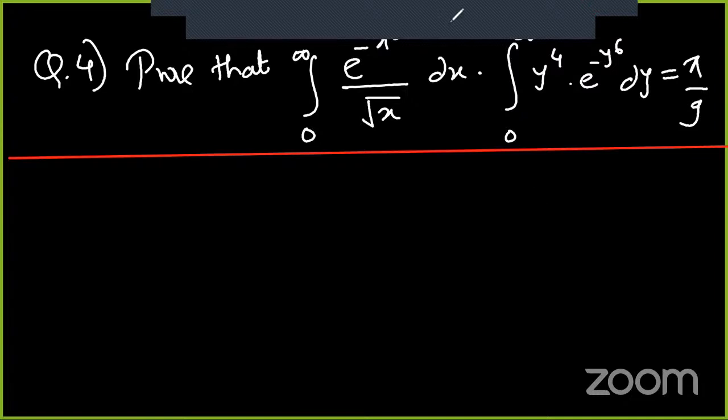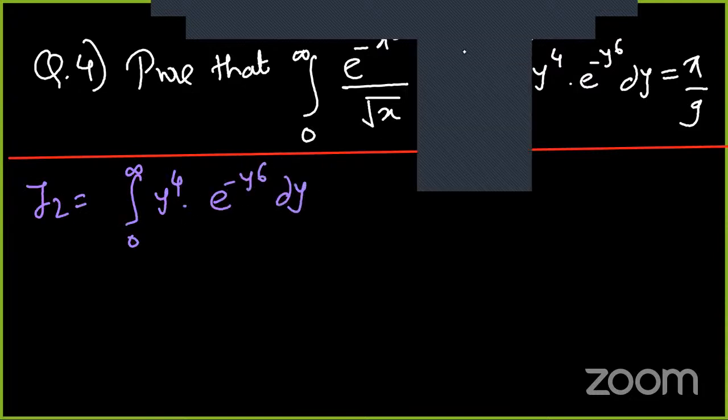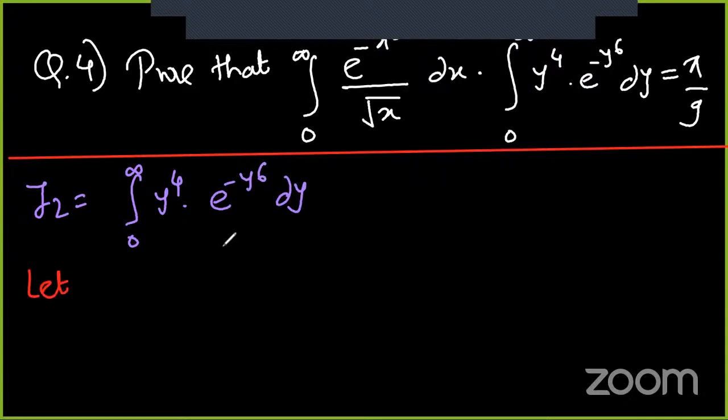चलेगा. So let's consider I2 is equal to integral 0 to infinity y raised to 4 e raised to minus y raised to 6 dy. So let, अब यहाँ पे let क्या करना है? Y raised to 6 as t. चलेगा, कुछ प्रॉब्लम नहीं. Y raised to 6 as t. So what is y? It's t raised to 1 by 6.